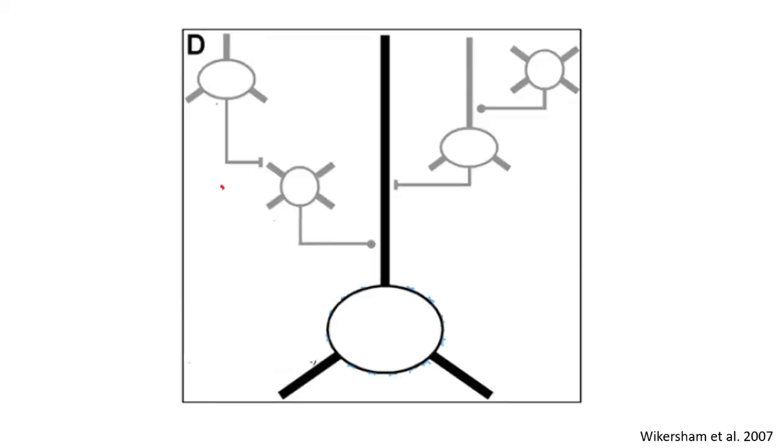Here's a diagram based on that Wickersham paper, showing a target cell surrounded by other cells that are either directly synapsing onto the target cell or removed from it by two synapses. The goal is to label only the ones immediately synapsing onto the target cell and no others.